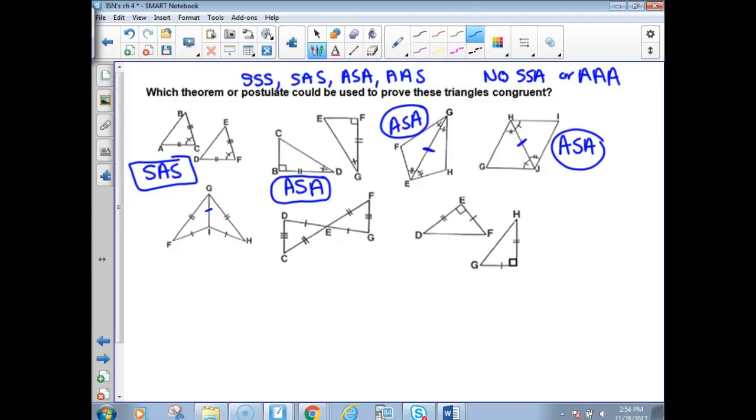This one, shared side in the middle. All of those, there aren't any angles marked. So what's the alternative? All the sides are marked, so side, side, side.